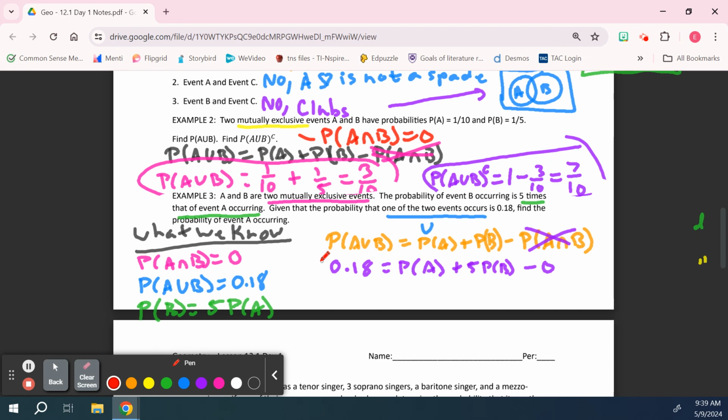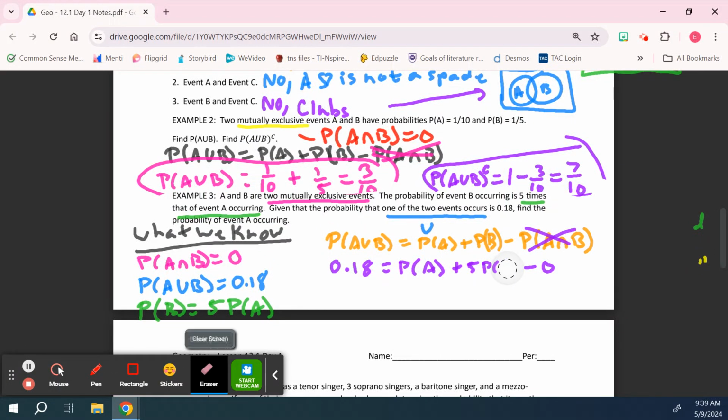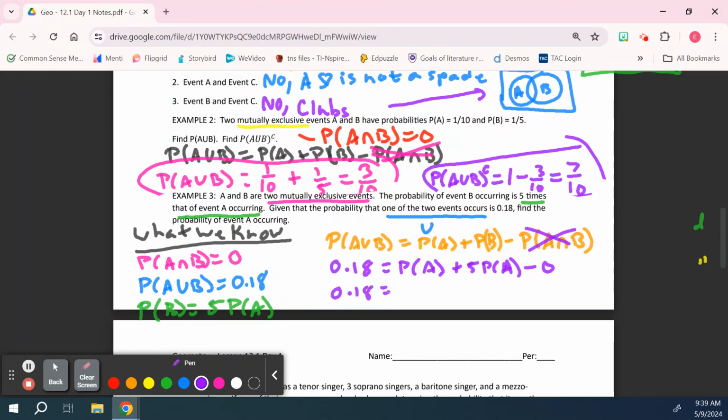Yeah, so oh, I see why you did that. Sorry. I made a boo-boo. That's supposed to be A. I don't know why I put B there. That's A. Sorry. There we go. That's better. So we're going to combine these because they're both the probability of A. Sorry, Emma. I understand why you went the direction you did now. Sorry about that. So this is actually going to be 0.18 equals 6 times the probability of A.